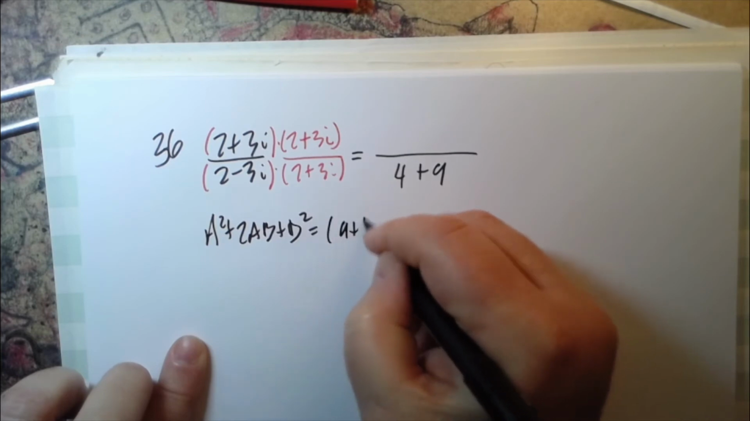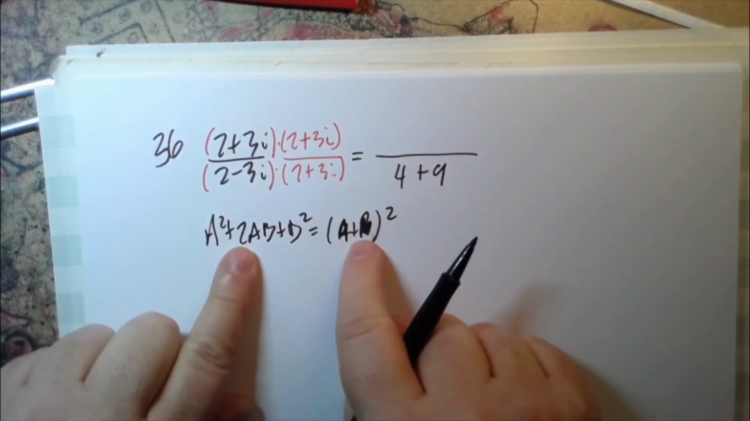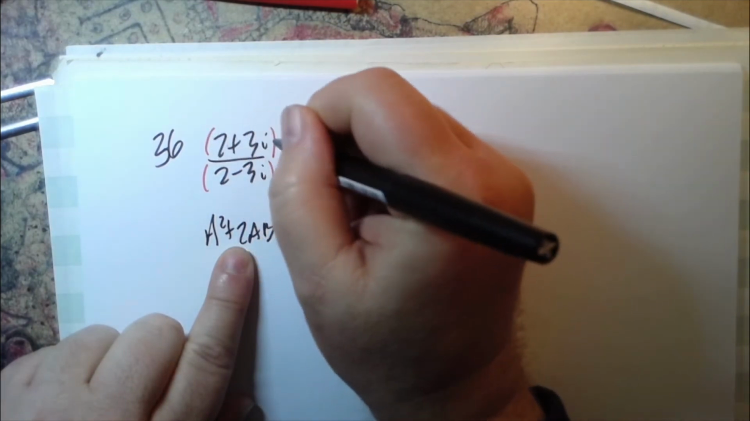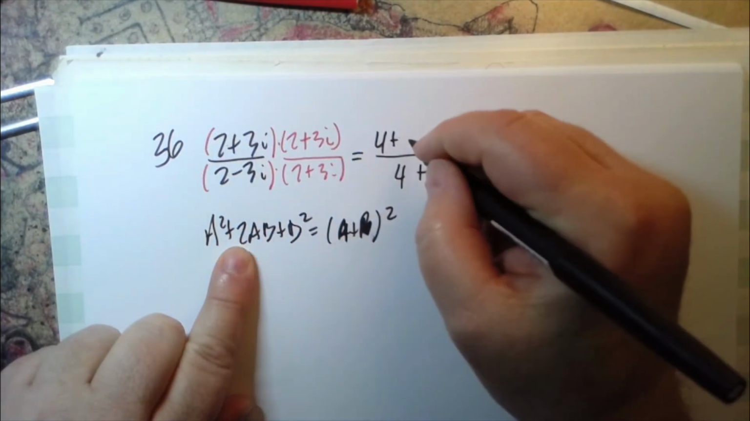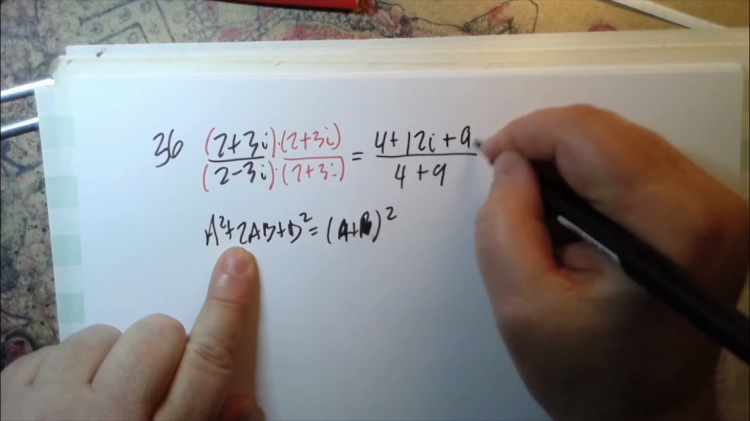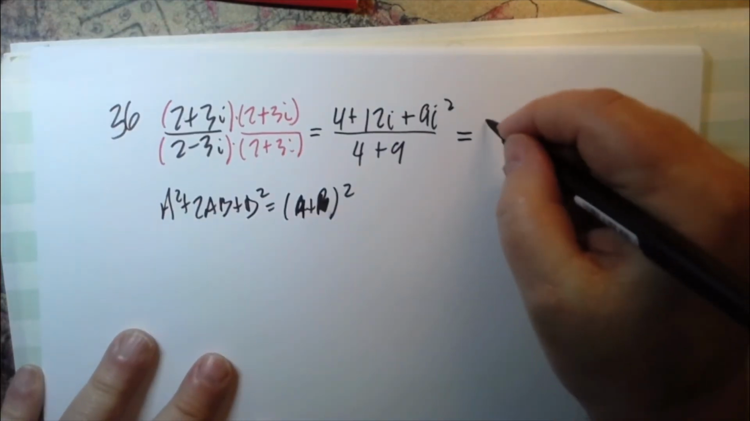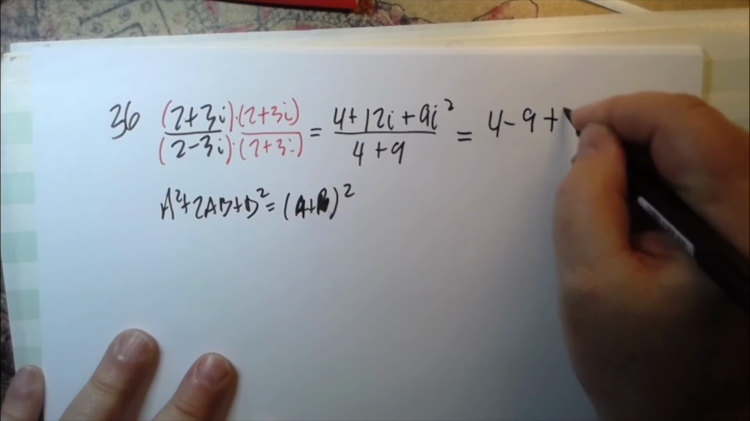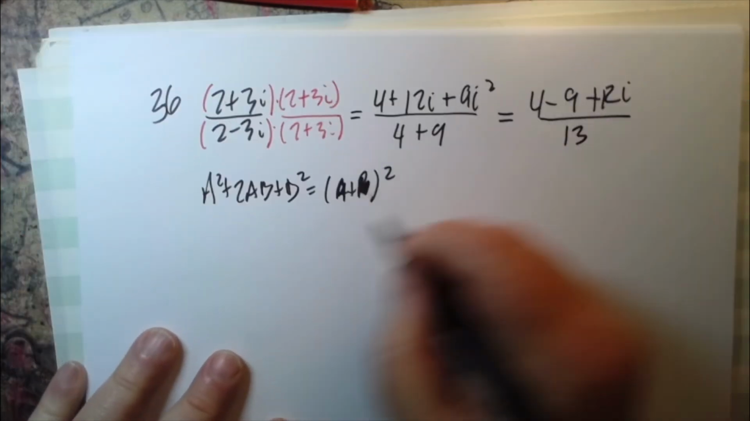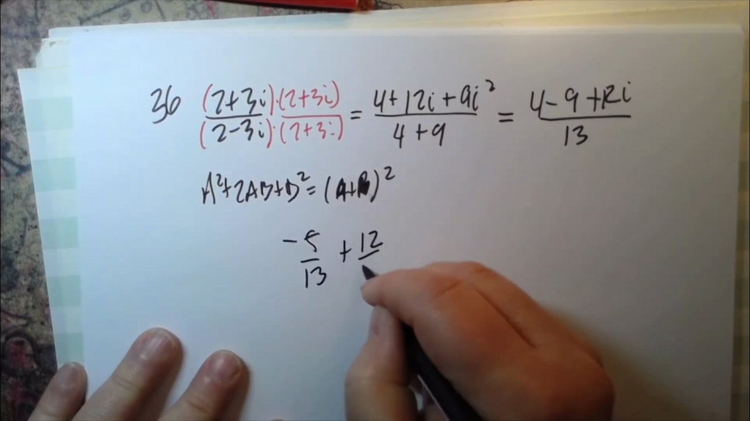this is a plus b squared, like this. So we can multiply this and get that. So we're going to get 4 plus 2 times 3, 2 times 2 times 3, which is 12i plus 9i squared. So that will give me 4 minus 9 plus 12i all over 13. So those two, that's negative 5 over 13 plus 12 over 13i.